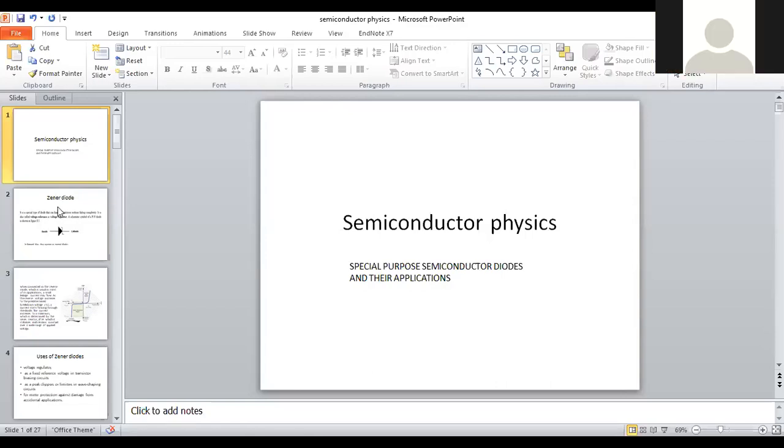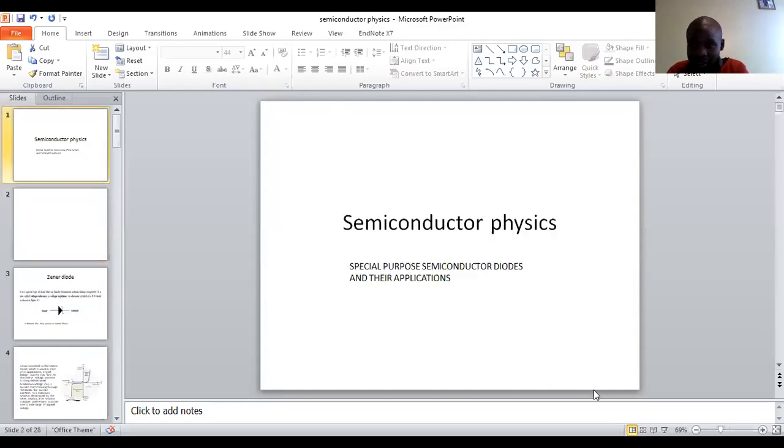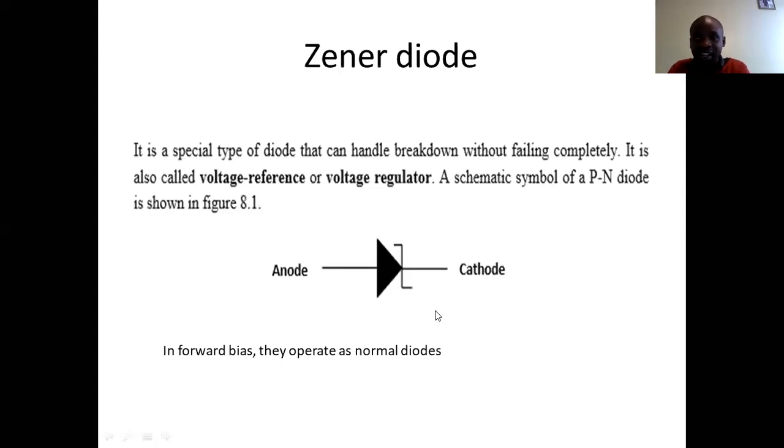Good. Among the semiconductor devices we're going to look at, there are several types. The first one is the Zener diode. A Zener diode is a special type of diode that can handle breakdown without failing completely. It operates in the Zener voltage region, in the reverse bias mode.